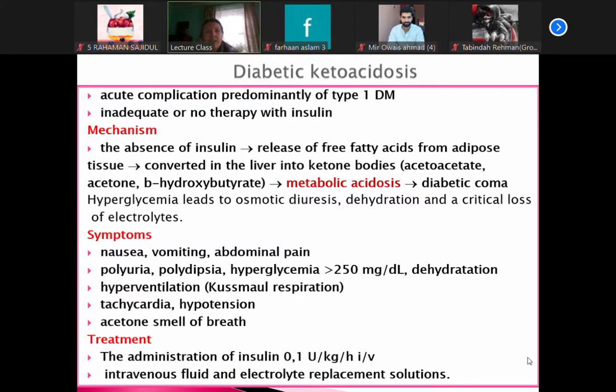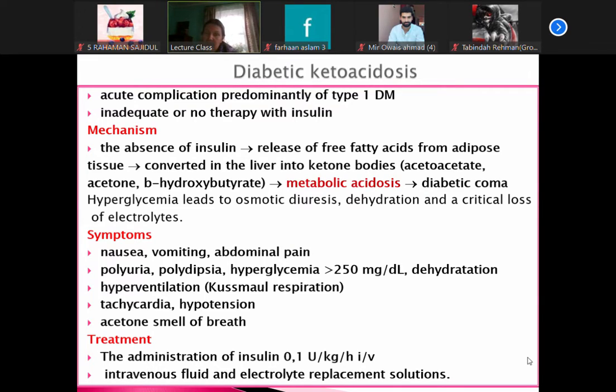How does it develop? Without insulin, adipose tissue breaks down and produces free fatty acids. In the absence of insulin, free fatty acids are released from adipose tissue, and the liver converts them to ketone bodies. Remember your first and second semester biochemistry. Ketone bodies are also used in the Krebs cycle. But the ketone body level is so high that they decrease the pH of the blood, causing metabolic acidosis, intoxication, and diabetic coma.